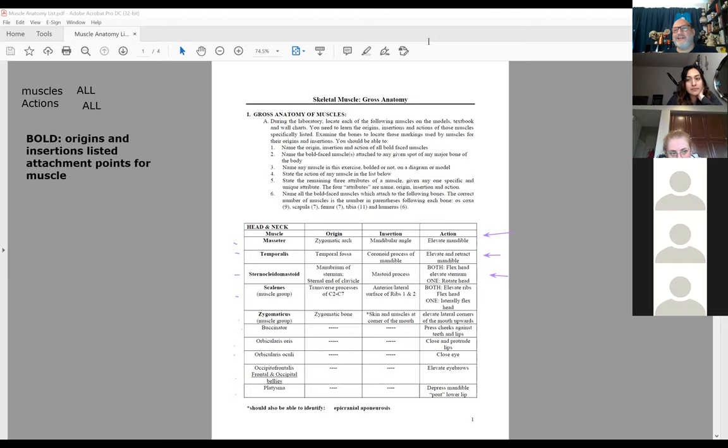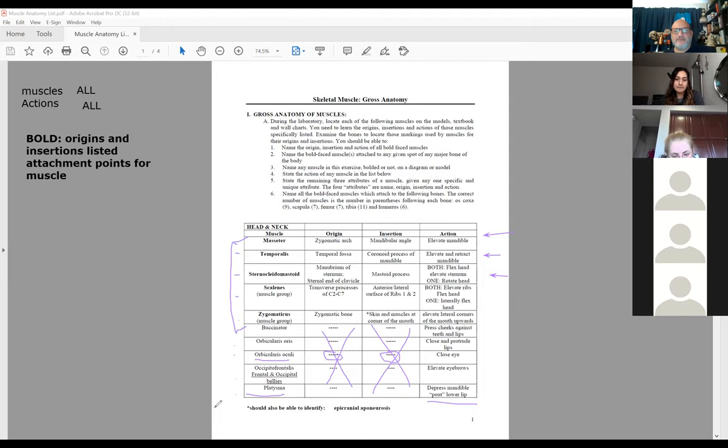As was so cleverly pointed out, you will notice that some of these muscles don't have origins and insertions listed for them. Does that mean they do not have origins and insertions? No, of course they have origins and insertions. What it means is you are not responsible for them. So for those muscles, you just need to know their names and their actions, and obviously where they are on the body. But all of the bold muscles, you need to know the origins and the insertions.